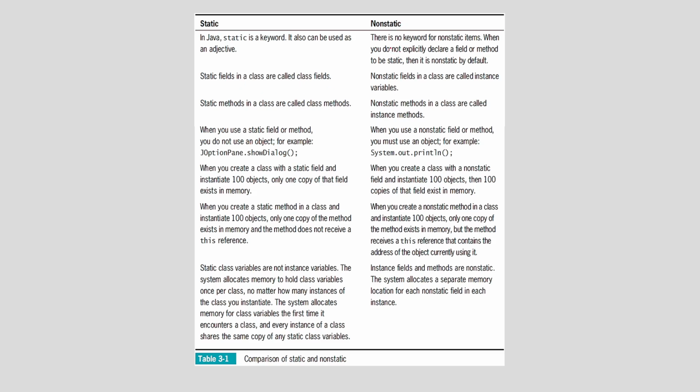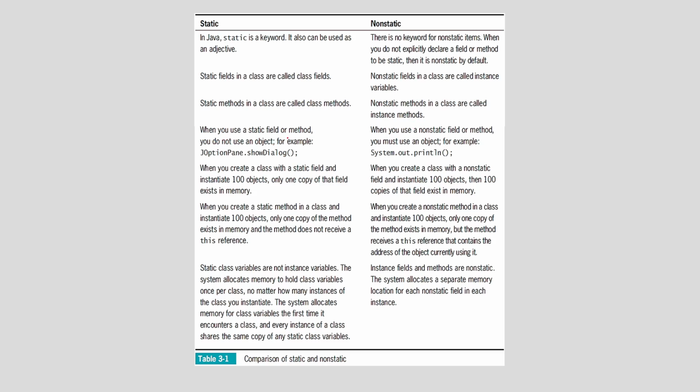In comparison, if there is no static keyword to be used, there is no keyword for non-static items. When you do not explicitly declare a field or a method to be static, then it is non-static by default. Non-static fields are called the instance variables. And non-static methods are instance methods.